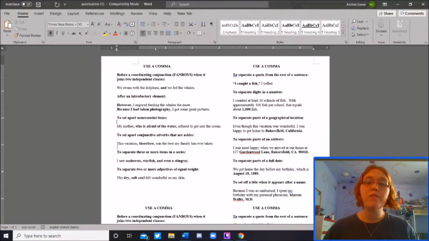Digits in a number, usually from 1,000 up if you're American. Sorry, this is all American English. I should have specified. Separate parts of a geographical location. Bakersfield, California. That's a town that's in California. Separate parts of an address. Gardenwood Lane, comma, Bakersfield, comma, California, then the zip code. Separate parts of a full date. August 18th, comma, 1989. And set off a title after it appears after a name.